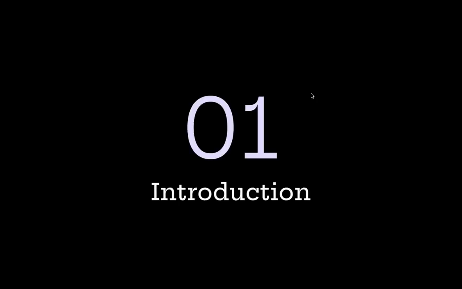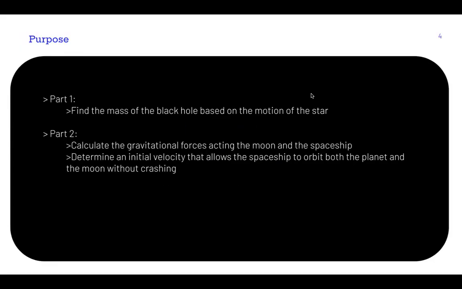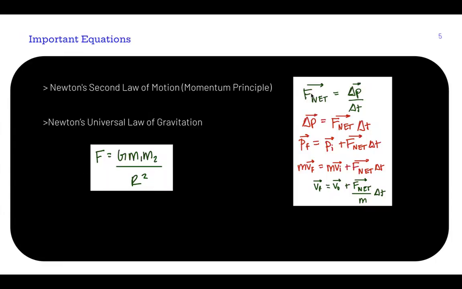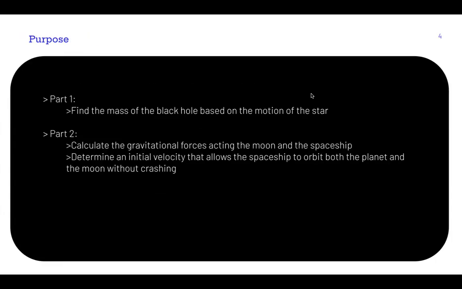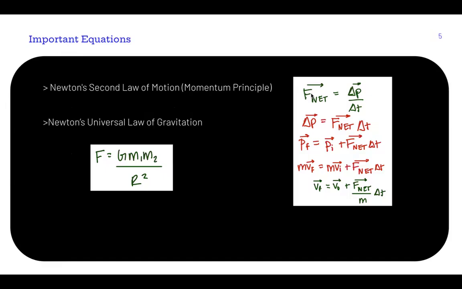Firstly, the introduction. The overall purpose of this assignment is to simulate and analyze the motion of celestial bodies to estimate the mass of a black hole and explore gravitational orbits. For part one, we're going to estimate the mass of a black hole. And then for part two, we're going to calculate the gravitational forces acting on the moon and spaceship and determine an initial velocity that allows the spaceship to orbit both the planet and the moon without crashing.